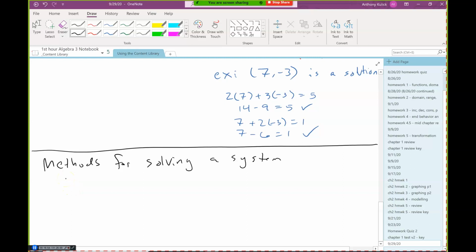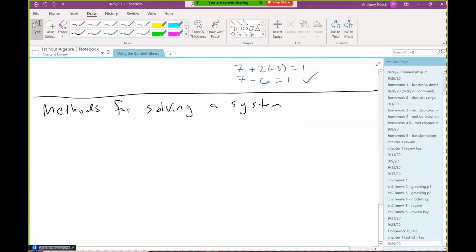So today we're going to talk about three different methods we can use to solve a system. The first method we're going to talk about is graphing. So let's use that same system that we just looked at and show you how to do this by graphing.